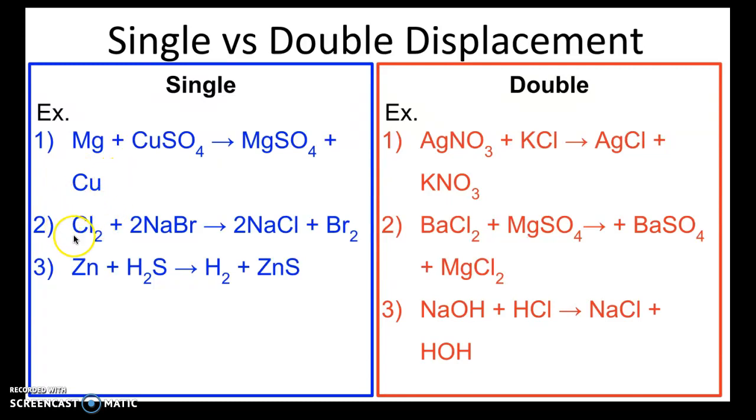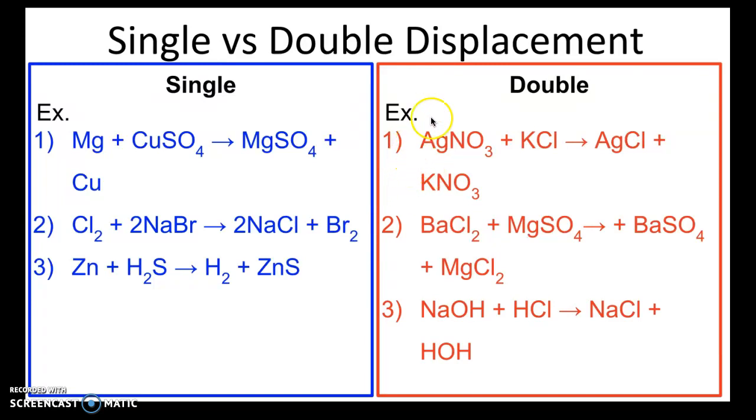Similarly, in this reaction, the chlorine is going to replace the bromide anion in sodium bromide. And so what happens is now sodium is hooked up with the chlorine and then bromine's off, being the single person now.